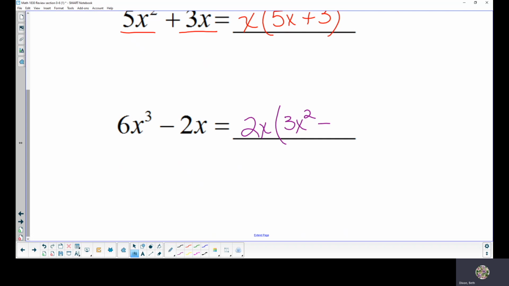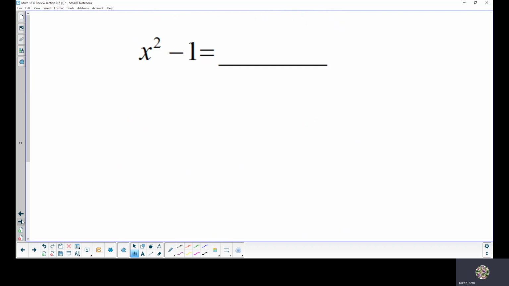2x goes into 2x. Well, this is like dividing a number by itself. We have to have something there, so we would have to have a 1 to show that that was common. So that would be a 1, and that would be 3x squared minus 1. Has to have a placeholder, because when I multiply it back, 2x times 3x squared gives me the 6x to the third. I would have to have something, in this case the 1. 2x times a negative 1 would give me the negative 2x. Let's look at the next page, and we have x squared minus 1.